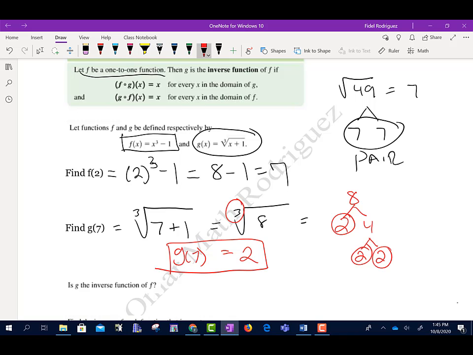Okay? So what I want you to notice here, the first one we found f of 2, and we came up with 7. So the x value that I got here gave me this y value of 7.